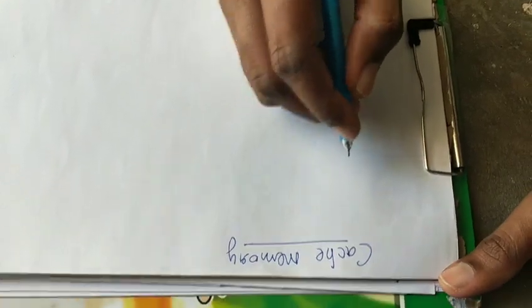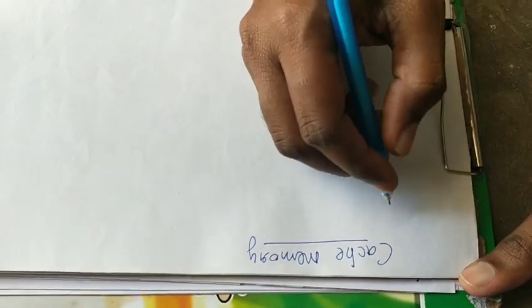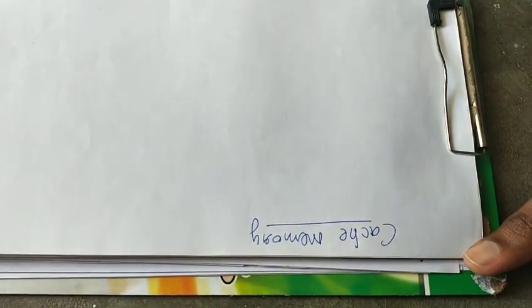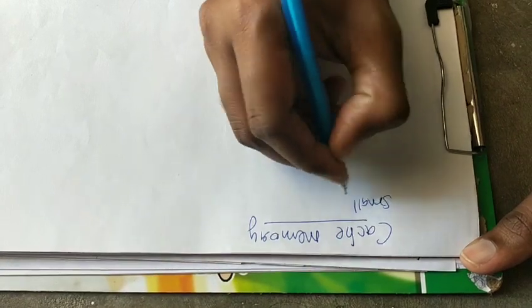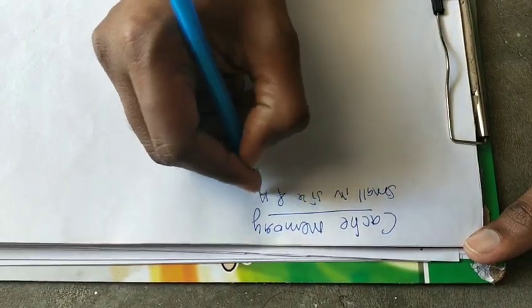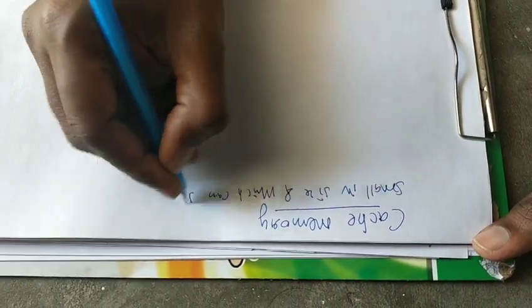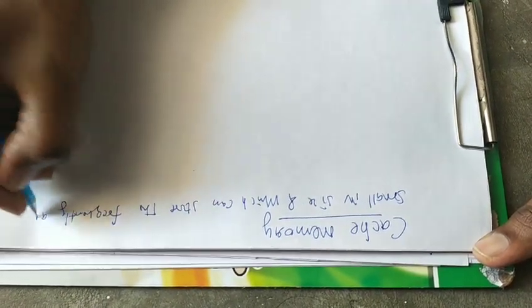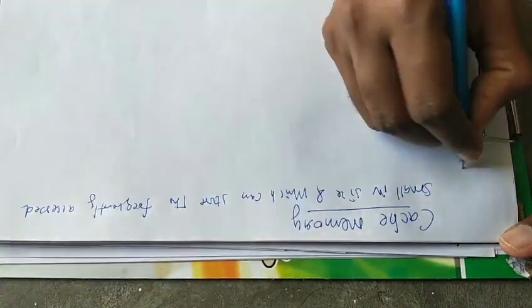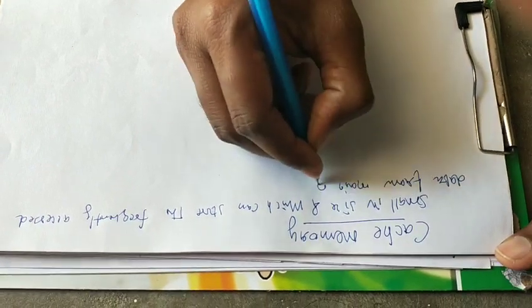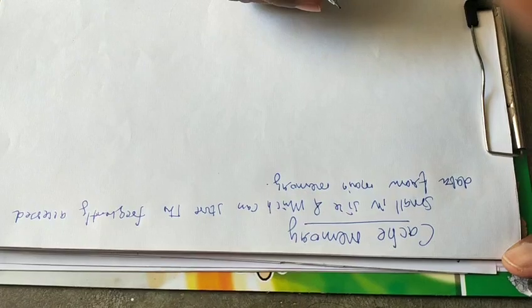In this video, first of all, before entering the topic, by definition, cache memory is small in size and can store the frequently accessed data from main memory. So this is the definition of cache memory.